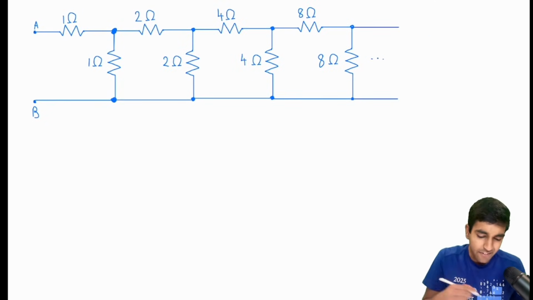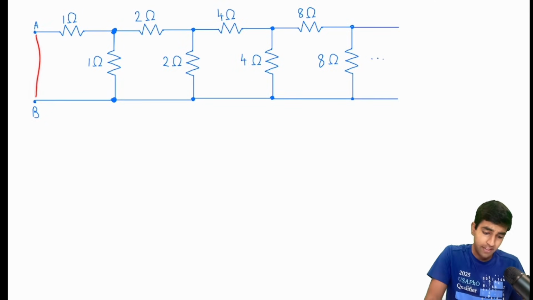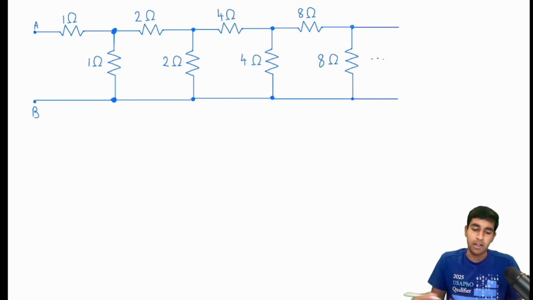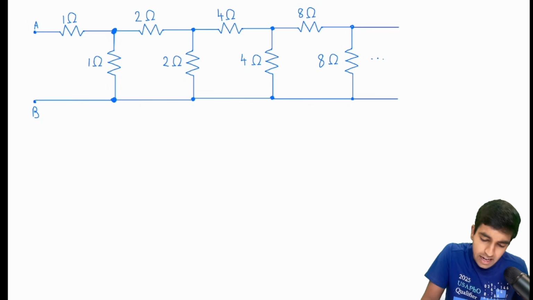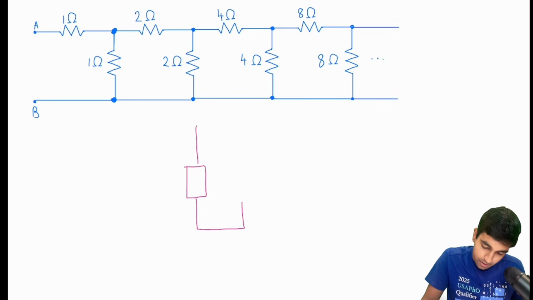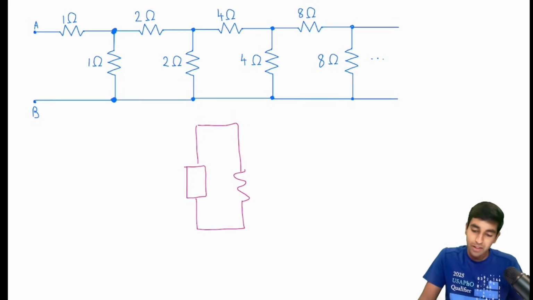So we have our infinite grid of resistors, and we're trying to find the equivalent resistance between points A and B. And what does that even mean? So imagine we have a battery, and it's connected to some resistor. That's not a very good drawing here.